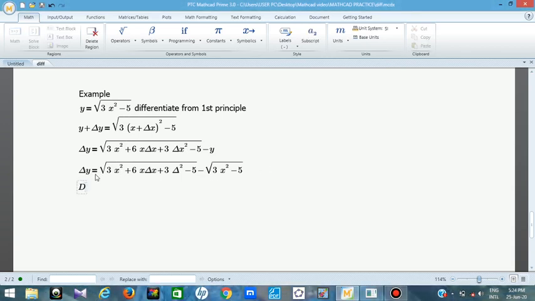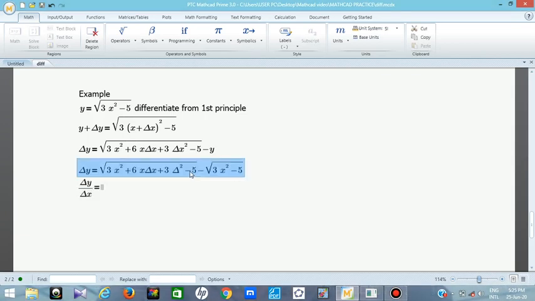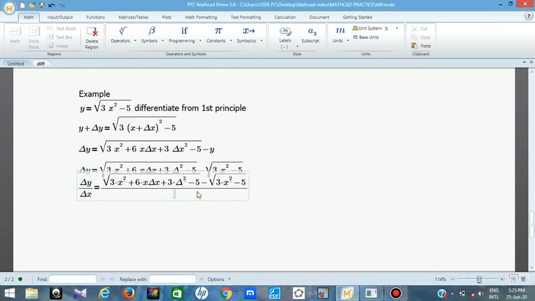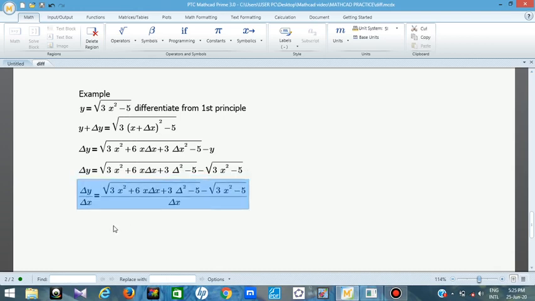So you have your delta y divided by delta x, which will now be equal to all these values you have here, all these values divided by delta x. So this is the next stage.